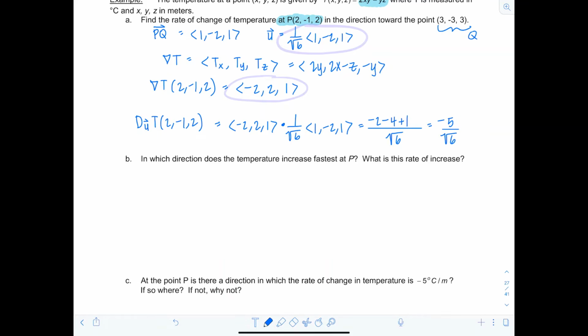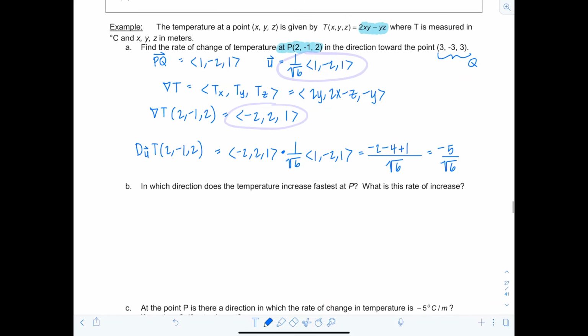And we need to include units. Notice this is the rate of change of temperature, and they told me temperature here is measured in degrees Celsius. So this is degrees Celsius per meter.